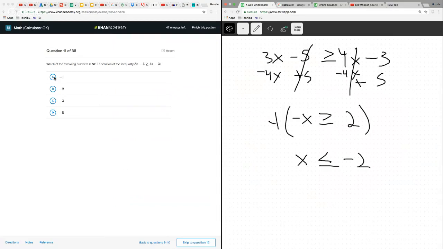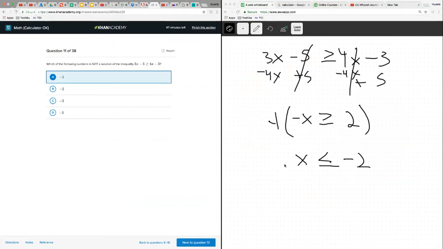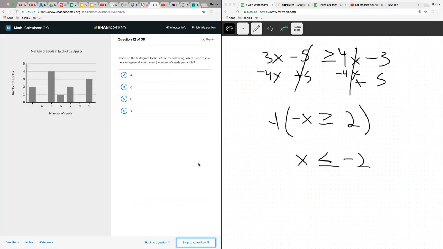This is not less than negative 2. This is equal to negative 2. This is less than negative 2, less than negative 2. This one is our only one that doesn't work. Can't be negative 1. You could even plug it in. Negative 3 minus 5 is negative 8. Negative 4 minus 3 is negative 7. Negative 8 is not greater than or equal to negative 7.